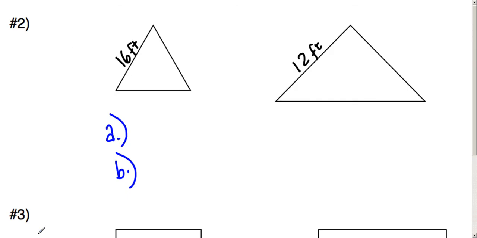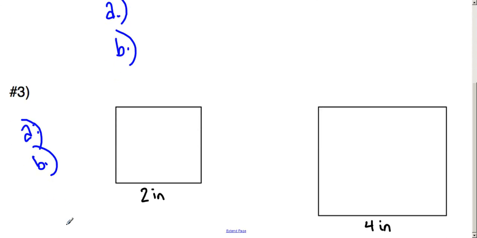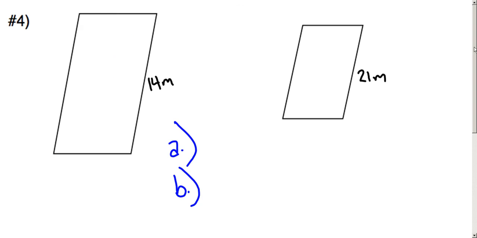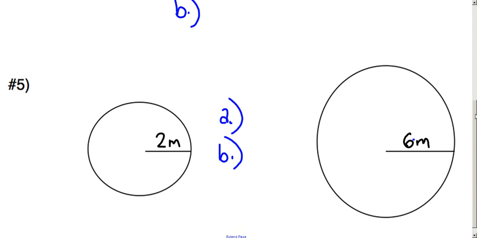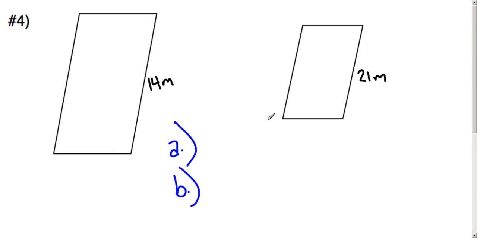Okay, so let's leave those up for you. So we've got 2, 3, 4, and 5 on the back of your notes that you can practice. Circles work the same as polygons. Find the ratio of the perimeters and the ratio of the areas. We'll talk about those in class mañana.